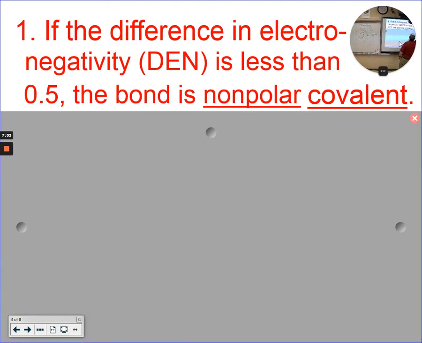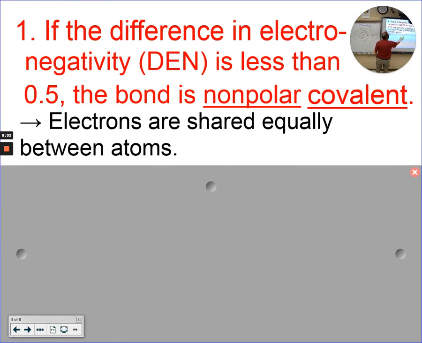So what we're looking for is the difference in electronegativities between any 2 atoms that are going to form a bond. So, 3 different possible situations. First possible situation, if the difference is less than 0.5, then the bond is what is called nonpolar covalent. So in a nonpolar covalent bond, what that means is that the electrons, instead of being stolen by one atom or another, are shared equally.